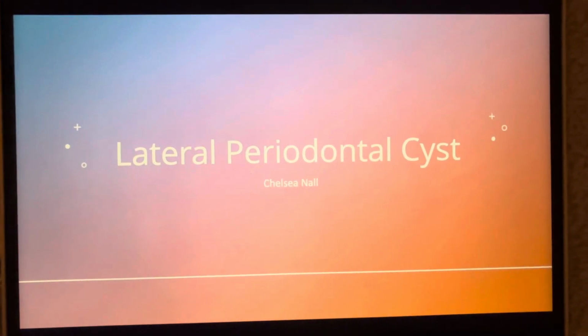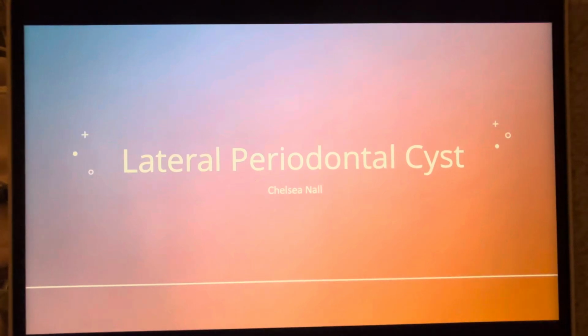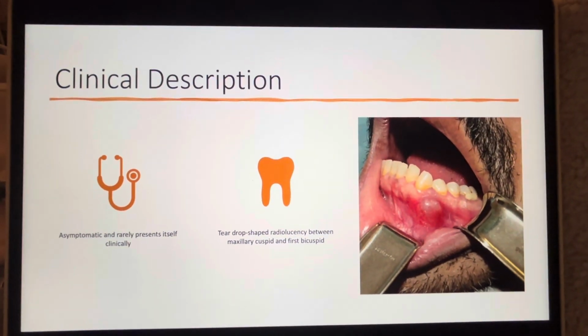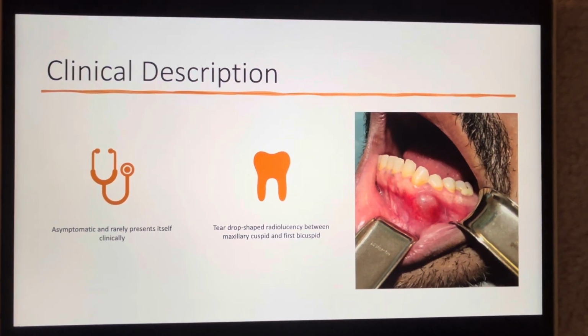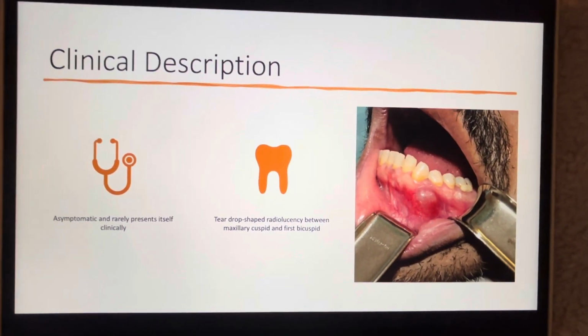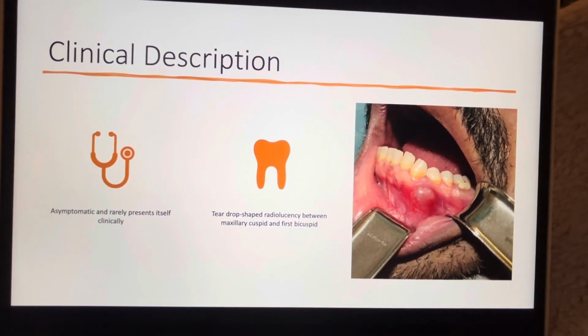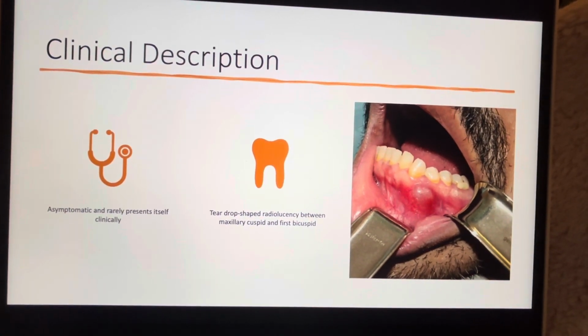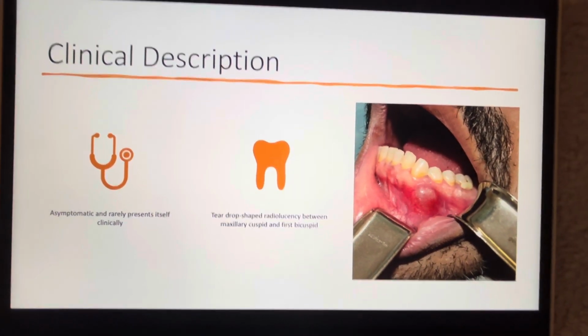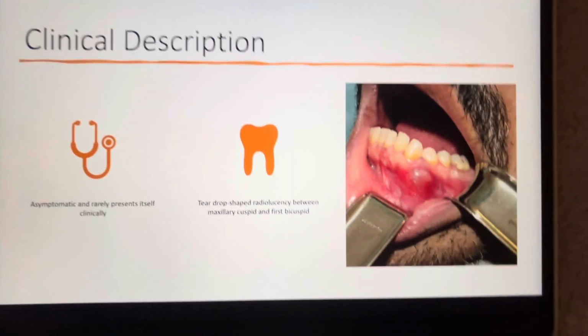So for my assigned cyst, I got the lateral periodontal cyst. For clinical description, it's asymptomatic and rarely presents itself clinically, and when it does present itself, it's a teardrop-shaped radiolucency between the maxillary cuspid and the first bicuspid, and you can see that in the picture, which is more of a severe case.